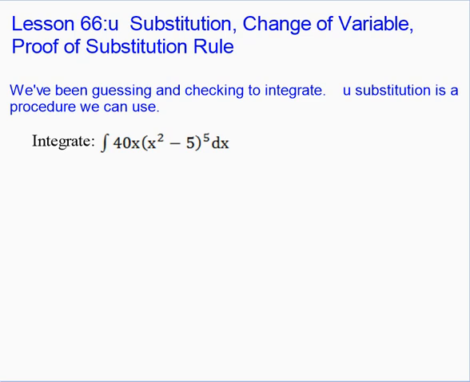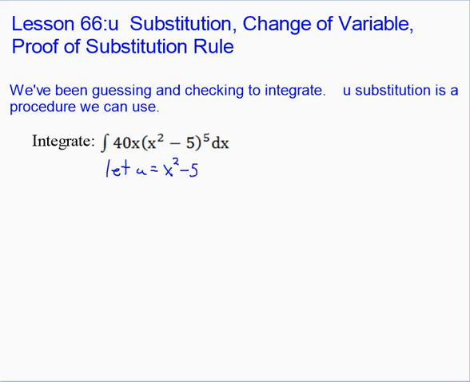So we notice here we have the integral of 40x times x squared minus 5 to the fifth dx. And what we want to do here is we would still want to look at what's the main function going on here. And our main function is this to the fifth power. So what we do is we let u equal what's inside that main function. So we're going to let u equal x squared minus 5.